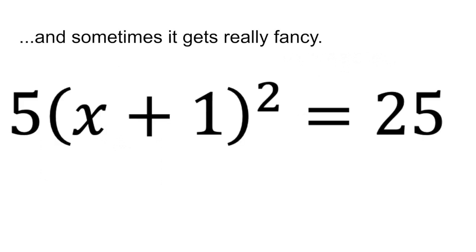But sometimes it gets really fancy. Say we have 5 times quantity x plus 1 squared equals 25. Now, if you're like me, you know that 5 times 5 is 25, so you're thinking, oh, this is going to be easy. That term just needs to be 5. And, well, you're right that it needs to be 5, but you're not right about it being easy.